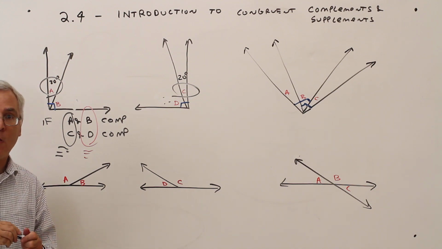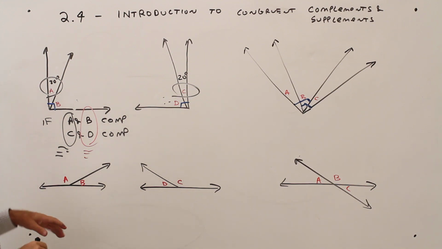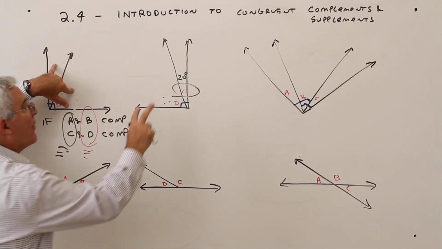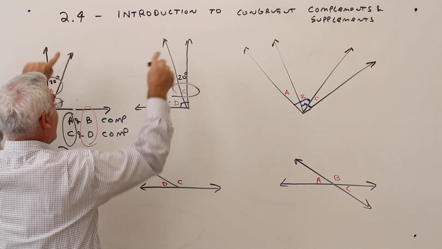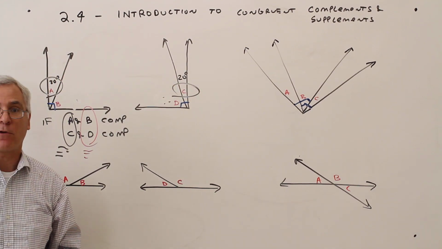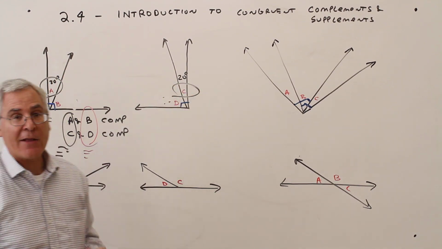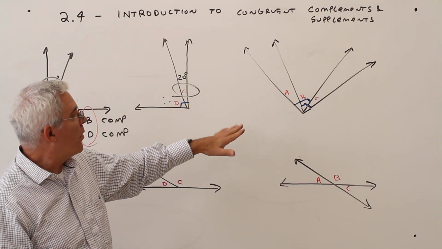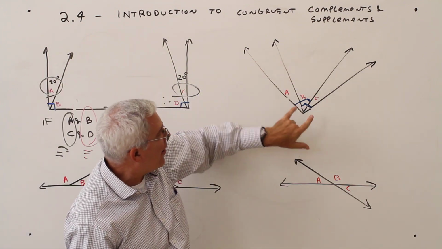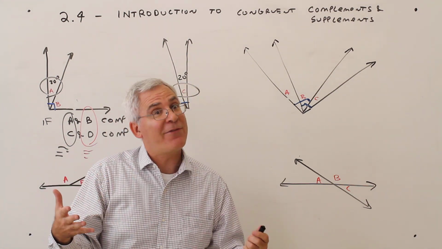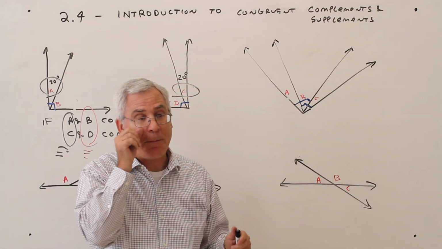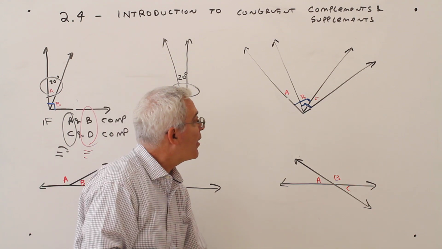Okay, I'm laying the groundwork for a future theorem. Once again, if these two are complementary and these two are complementary, if these two chunks are congruent, then those two chunks are congruent. Next example. I've got a right angle shown here and a right angle shown there. Whenever I have right angles, I've got complementary things that can happen. Okay, so take a look here.